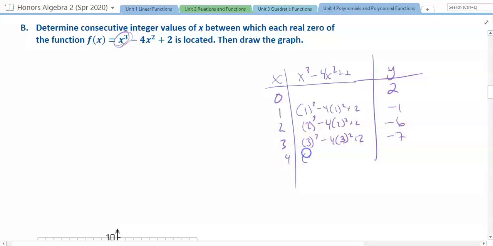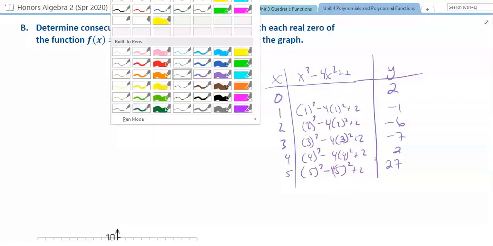We'll go to 4. 4 cubed minus 4 times 4 squared plus the 2. So this is 4 cubed, this is 4 cubed. They all cancel, so I'm left with just the 2. If we go to 5, just checking to see what it's going to do, if this will turn back or not. And so we're going to get 125. This is only going to be 100 here plus the 2. And so when we look at that value, we're going to get 27. So I think we're pretty safe to say that this is not coming back.